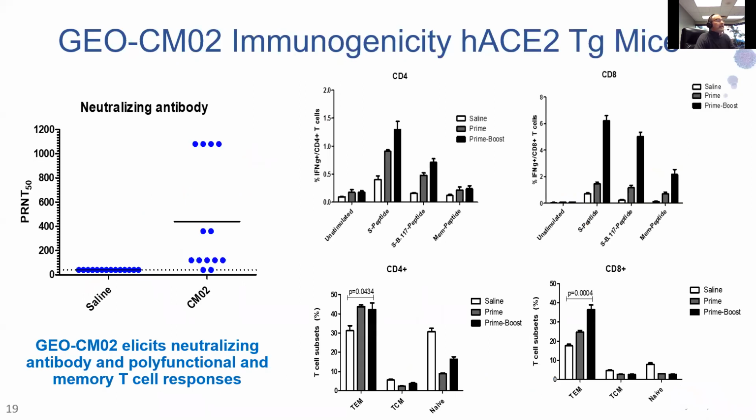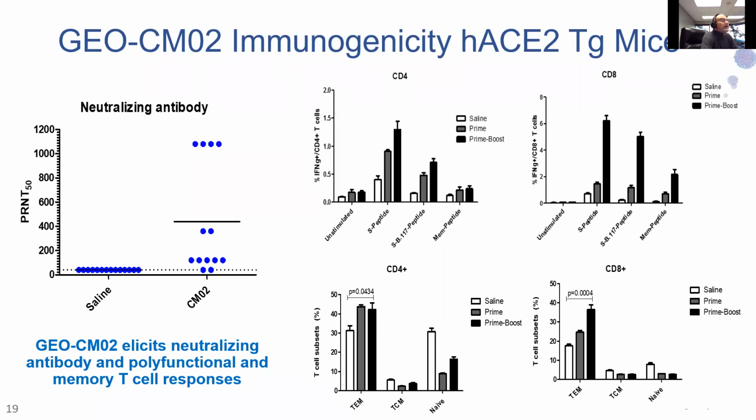Now, if we move to the human ACE2 transgenic mice, we're able to look more carefully at neutralizing antibody responses and T cell responses. On the left panel, I'm showing that two immunizations with CMO2 induce significant levels of neutralizing antibody responses in most of the mice. On the right side, we're seeing CD4 and CD8 T cell responses with either one or two immunizations of the CMO2 MVA vectored vaccine.